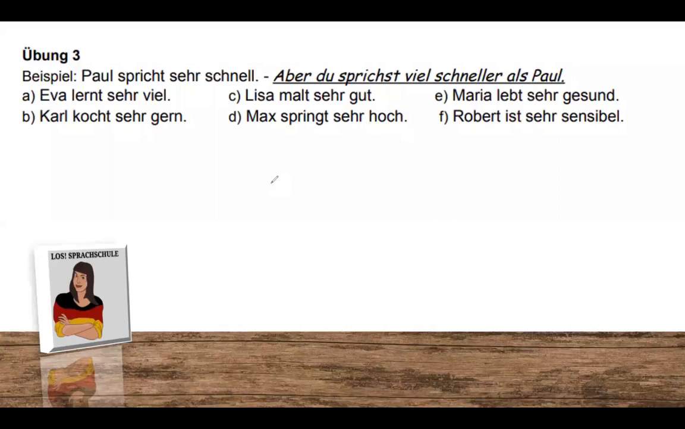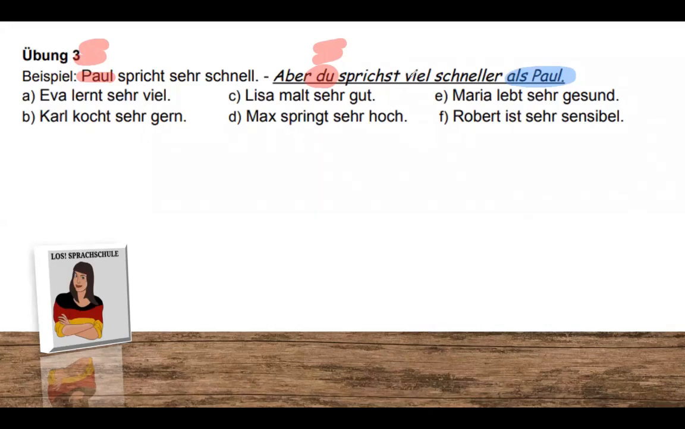We have a second exercise. Let's read the example. Paul spricht sehr schnell. Aber du sprichst viel schneller als Paul. What does it mean? It means Paul speaks very quick or fast, but you speak faster than Paul. Maybe it's super easy for you, maybe it's not. I just want to make clear. Paul here is the subject. In the second sentence, he doesn't become the subject anymore, but he is the thing that gets objectified for the comparison. We have a new subject, which is you. Now, you is the subject.